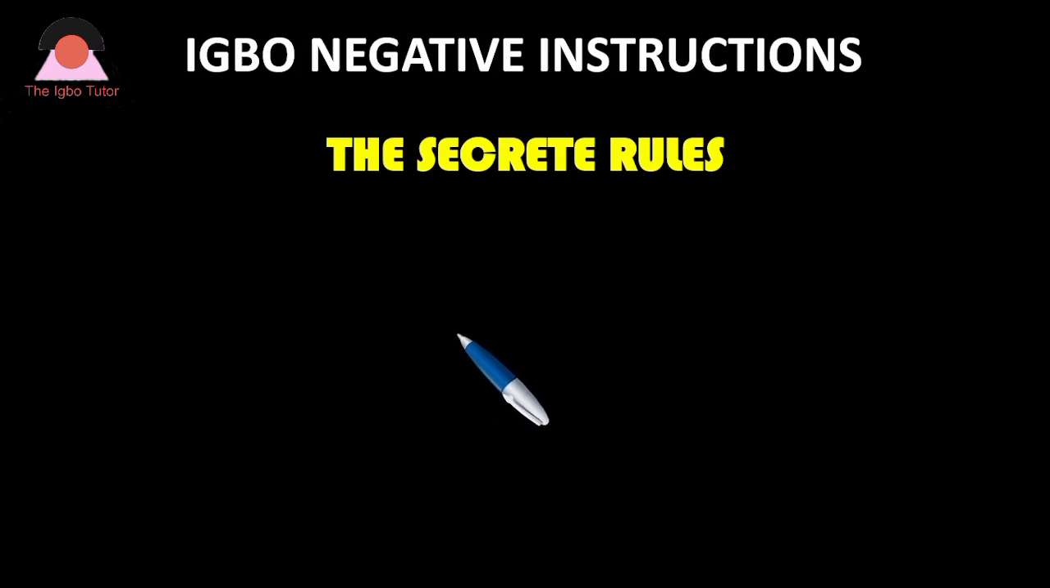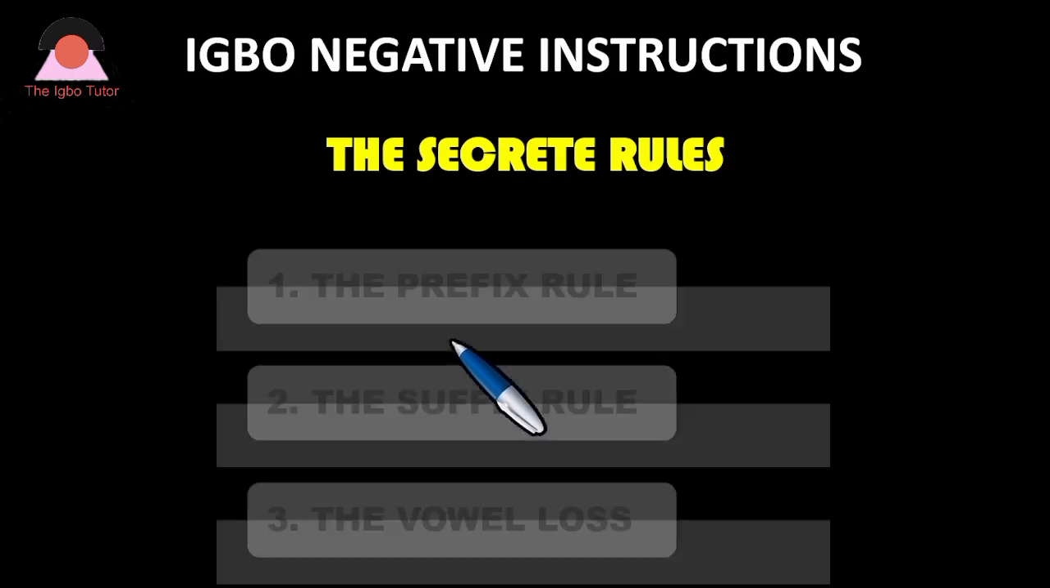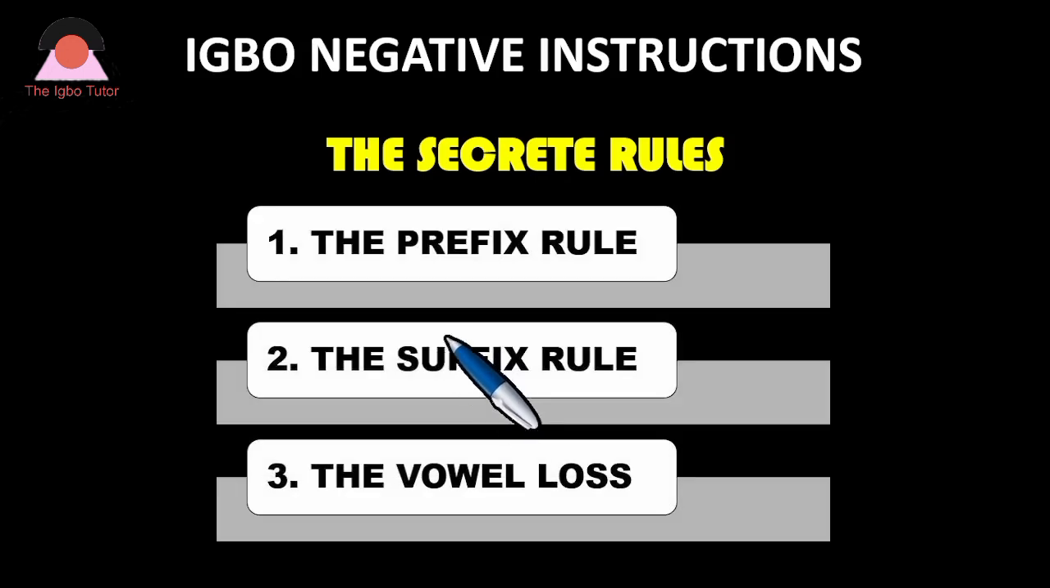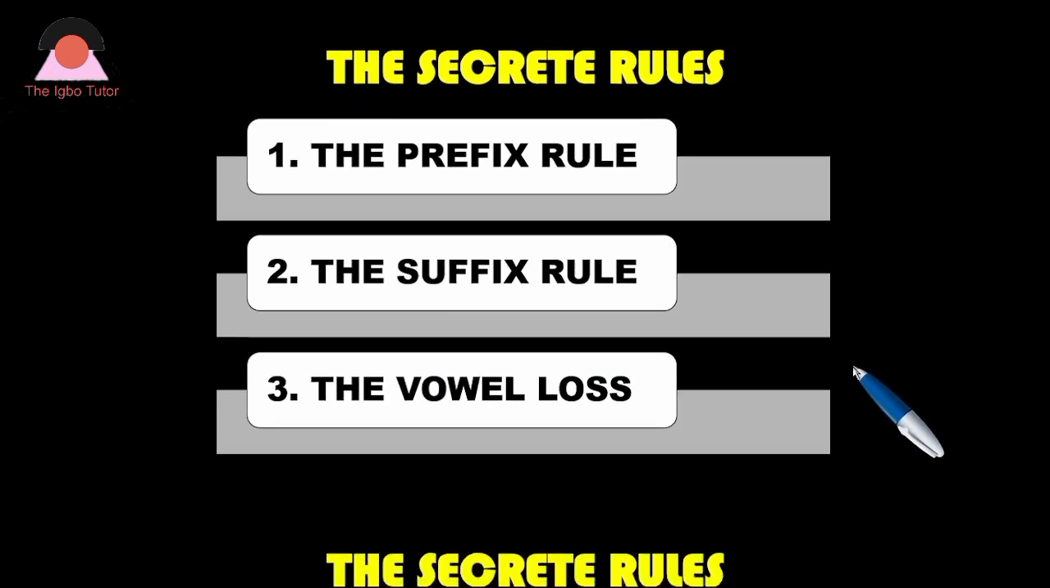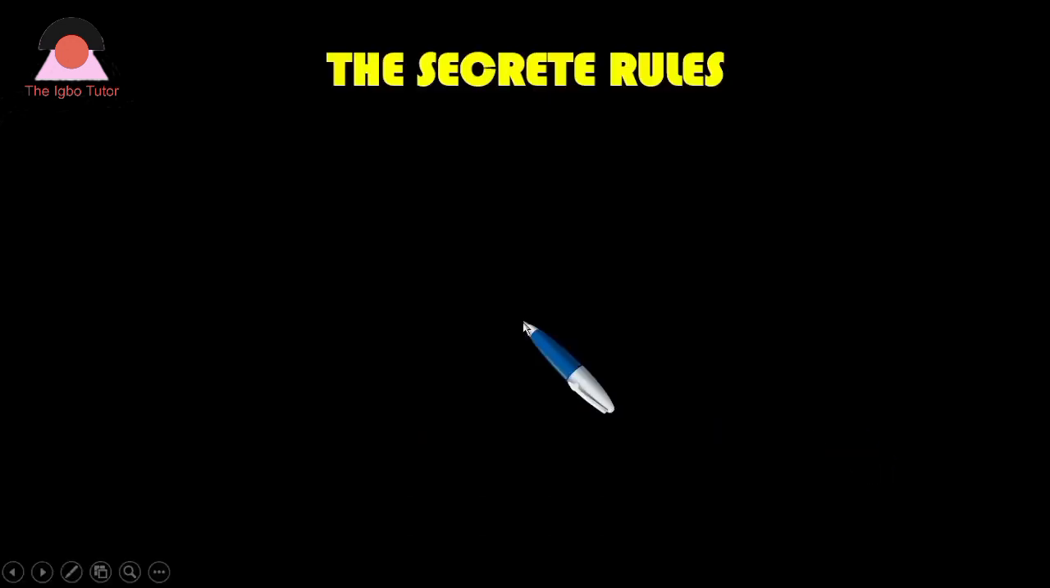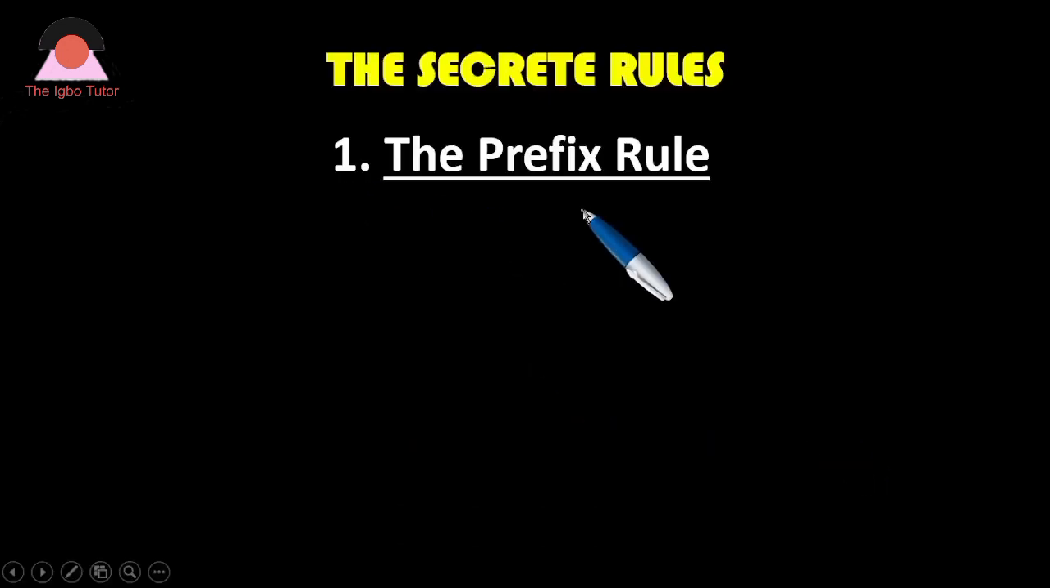So follow me as I expose these secrets to you that will make you understand how to make these sentences as easy as A, B, C. So let's go. What are the rules? Rule 1, the prefix rule. Rule 2, the suffix rule. And then rule 3, the vowel loss rule. Let's consider them one after the other. Then we'll begin with rule 1, the prefix rule.